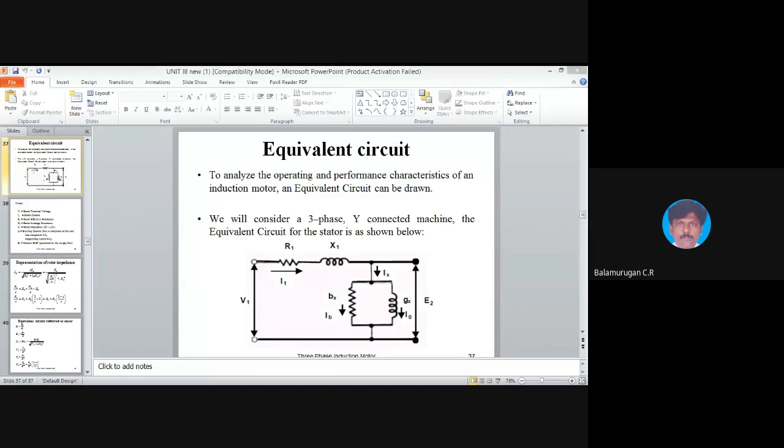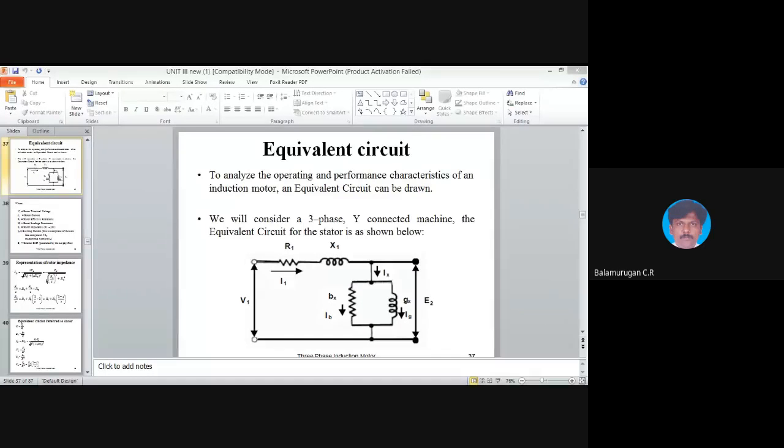Here, similar to the transformer, we have a constant K. In the case of the transformer, we say K is the transformation ratio. But for the induction machine, you may represent it as K or a small a. The K is called the turns ratio or rotor to stator ratio. Here we are not using the term transformation ratio. We generally consider K as a ratio between the rotor and the stator.